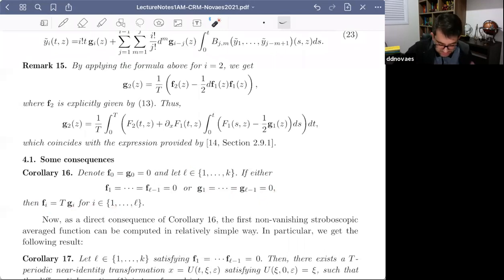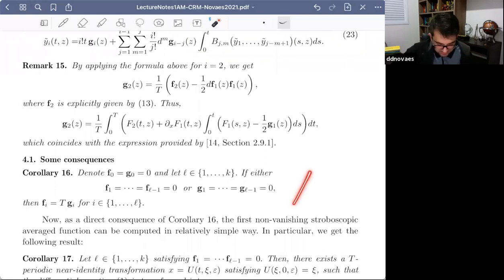So actually what's happening here is the following. If this sequence of functions vanishes, then this sequence of functions also vanishes. And the next one, FL, coincides with T times GL. Analogously, if this sequence of functions vanishes, then this other sequence of functions also vanishes, and also the next one coincides, up to a factor T. Okay.